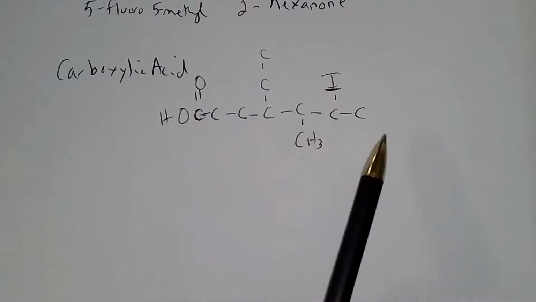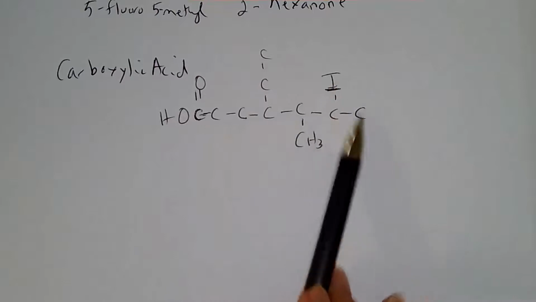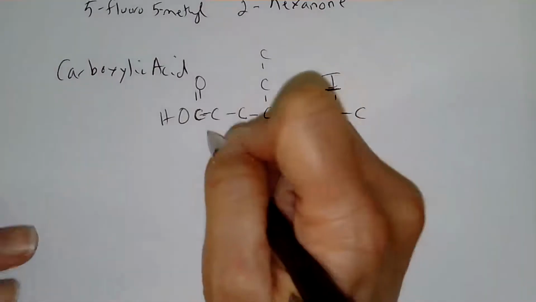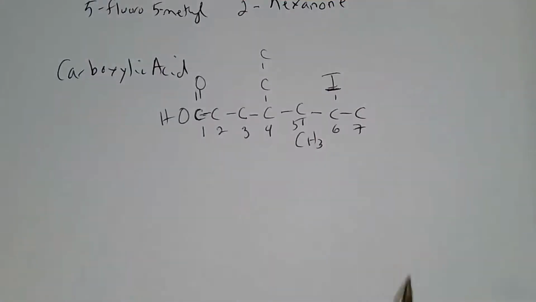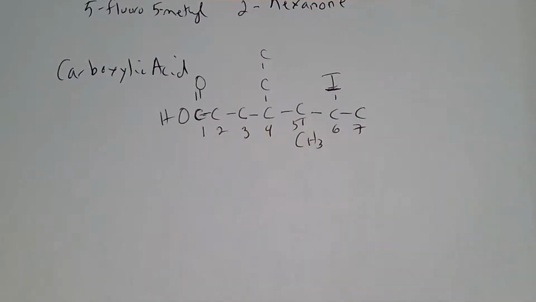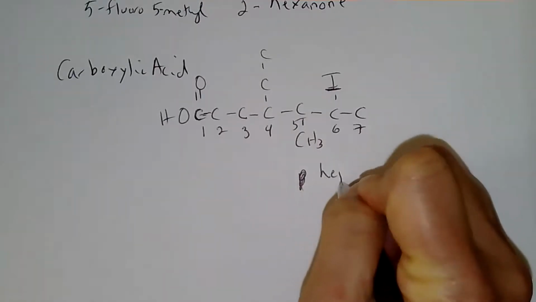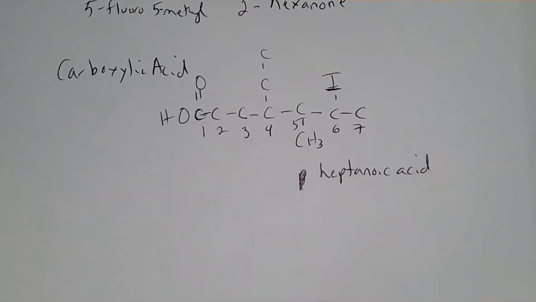So just like any organic molecule, I want to see if I have the longest chain, but I want all of my branches off of the longest chain. So that is why this is going to be how I do the numbering for the longest chain. So 1, 2, 3, 4, 5, 6, 7. So this is going to be a, oops, heptanoic acid is what it's going to end in.